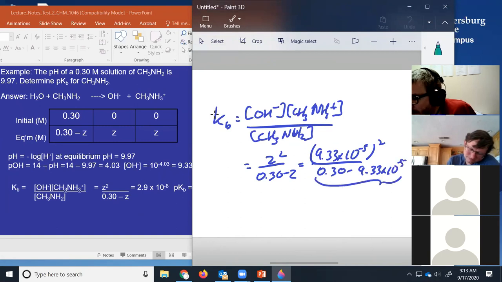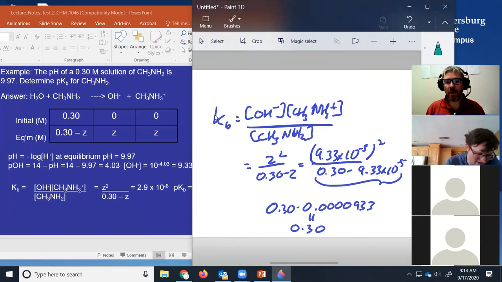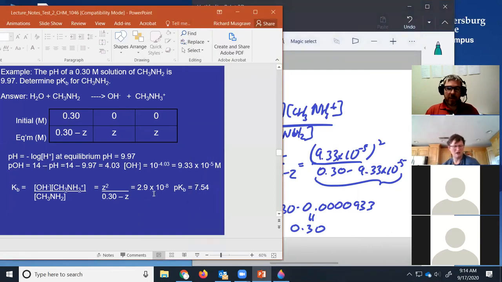Now, effectively, if we look at that, that's going to be 0.30 minus 0.00000933. And if we look at significant figures, then that is going to come out to be 0.30. So it's two places past the decimal versus, what, 7 places past the decimal. So the answer comes out to 2 places past the decimal. You put that in your calculator, that's what you'll get, 0.30. So that allows us to get 2.9 times 10 to the negative 8, and then we get the pKb by taking the negative log of that. And again, two significant figures, 2 decimal places.